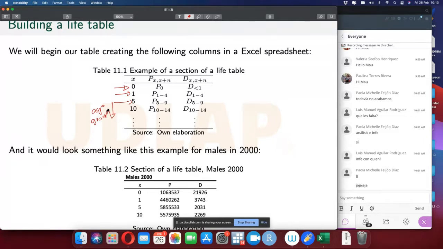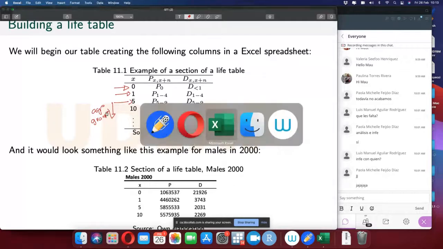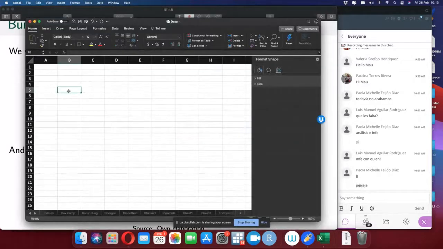Okay, I was just talking like this because I was hoping you were opening your Excel file, because we are going to start working with that right now. So let's start building our life table. The previous section I used males, so now I'm going to use women, 2000. Women for 2000.